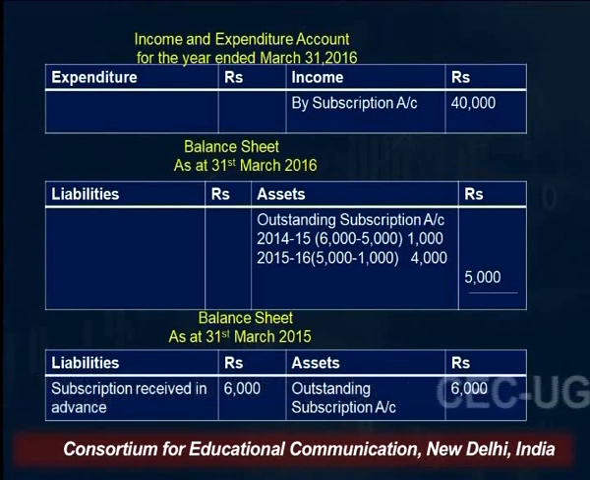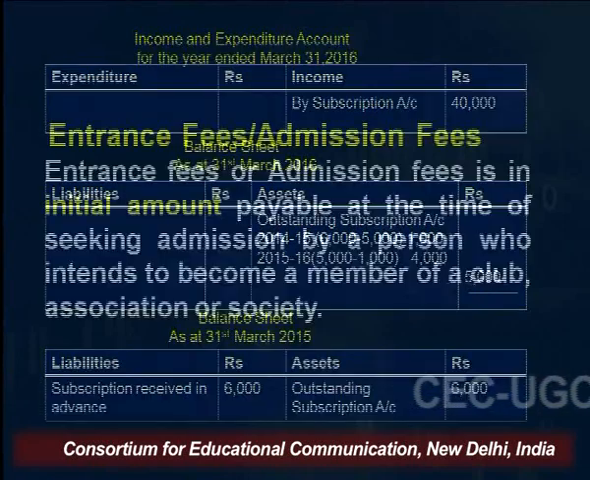In the previous year balance sheet, that is as on 31st March 2015, on the liability side, subscription received in advance is shown as 6,000 since it is a liability. Any income which is not due but received in advance is a liability, so that's why it is shown on the liability side, and any income which is due but not received is an asset, and because of that reason it is shown on the asset side of the balance sheet.